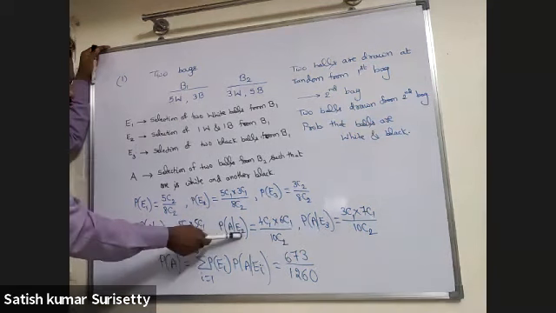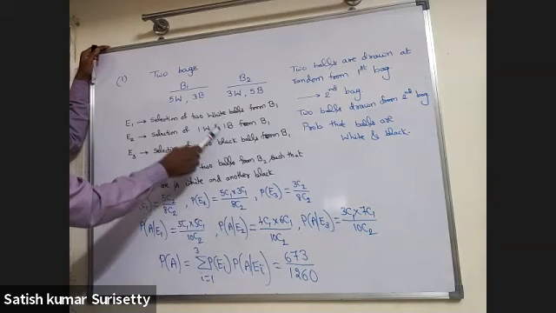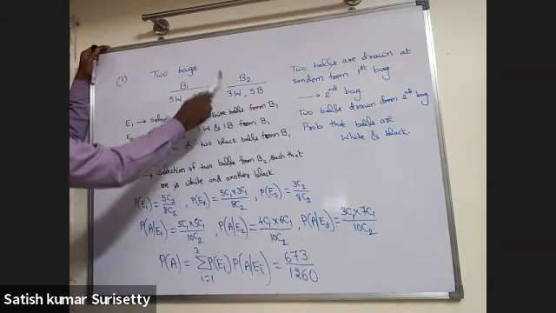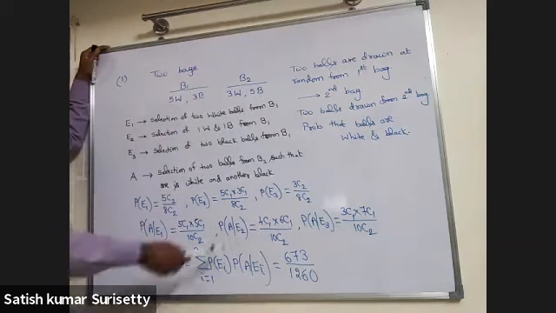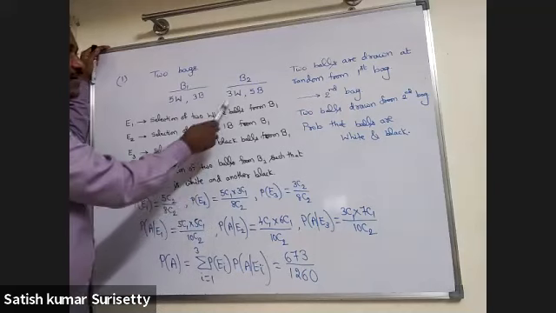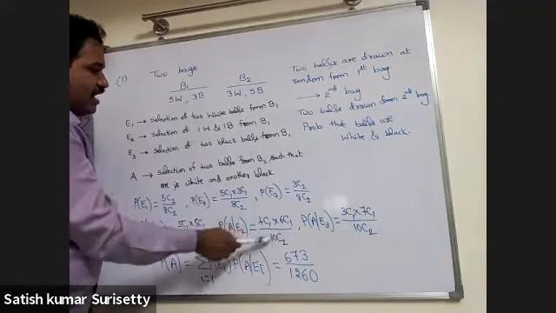Probability of A given E2. That means E2 has occurred. E2 occurring means 1 white and 1 black ball we have transferred to bag 2. Then the number of white balls in bag 2 will be 4 and the number of black balls will be 6. Then selection of 2 balls, 1 white and 1 black, will be 4C1 into 6C1 upon 10C2.